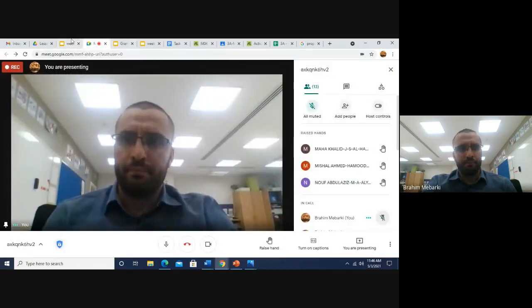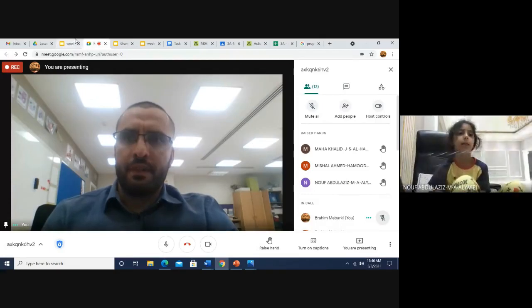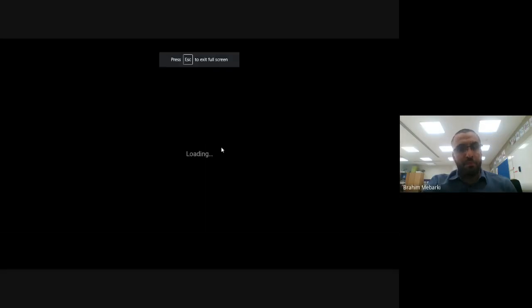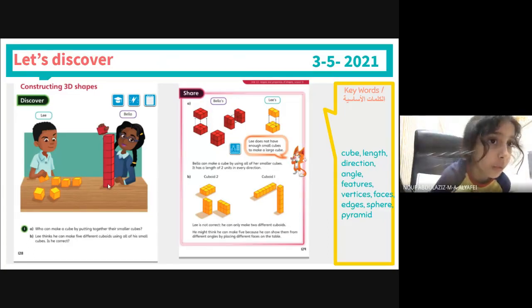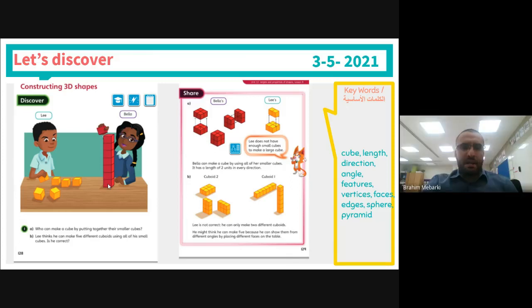Noof? The girl. Very good. So Bella can make a cube. Why? Because she has more cubes. Yeah, amazing. Bella has 8 small cubes, whereas Lee has just 6 small cubes. So Lee does not have enough small cubes to make a large cube. Bella can make a cube by using all of her smaller cubes. It has a length of 2 units in every direction. Okay?